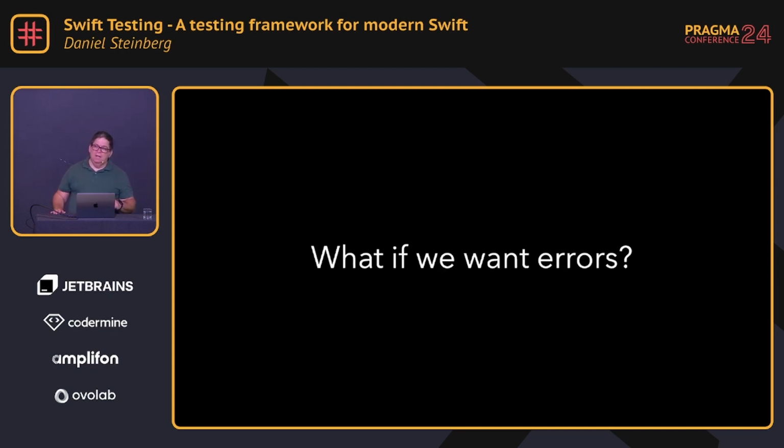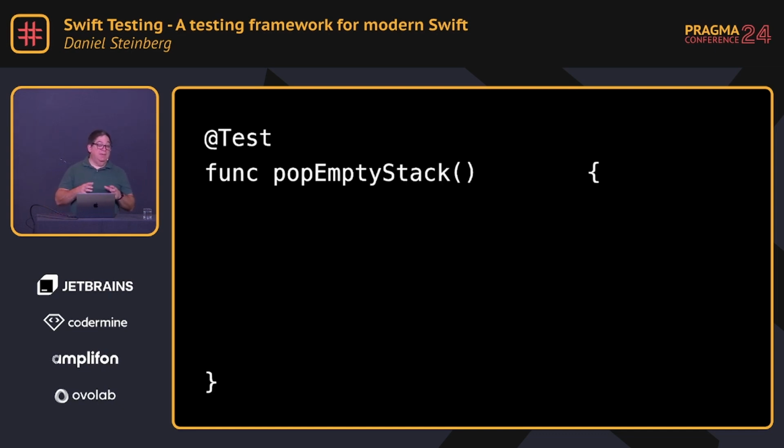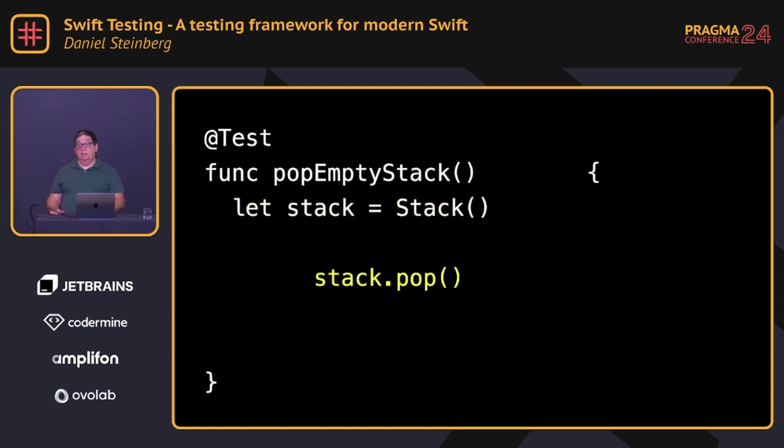Okay? The second path is, what if we want errors? What if an error is a good thing? Like we expect this thing to throw an error. So let's write a test for popping an empty stack. If this was Objective-C, I would probably return nil. But this is Swift, so I'm going to throw an error. So I have a stack. It's an empty stack. I try to pop the empty stack. That can throw an error, so I have to try that, which means I have to have a throws here.